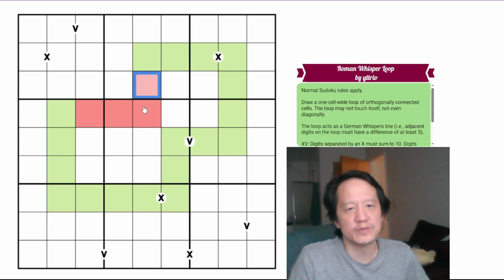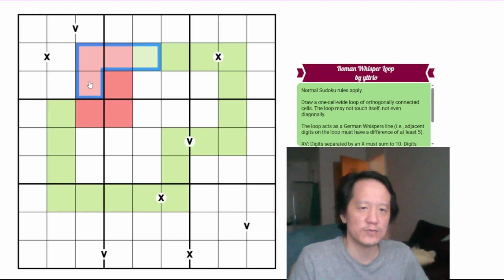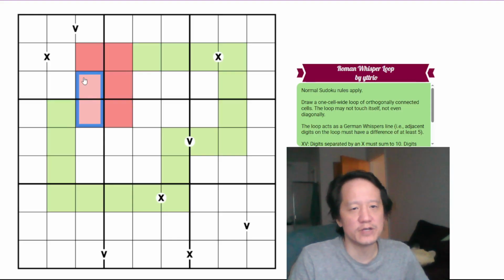Obviously, if you had something like this, this would not be valid, right? Because it would be touching itself. So if it was trying to go like this, it would be considered touching itself. Another way of putting it would be that it shares an edge with three other cells on the loop, which is not allowed.